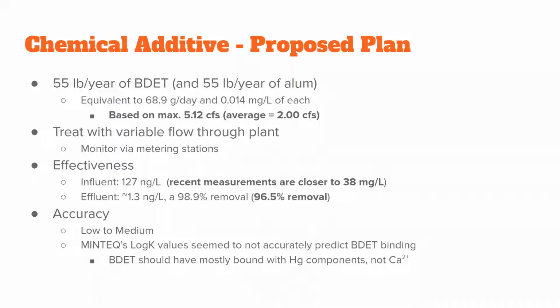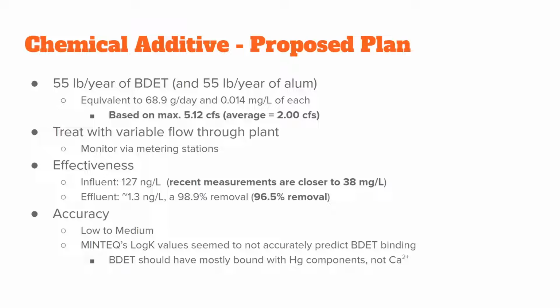So as I've already said, we're going to propose 55 pounds of BDET and 55 pounds of alum, which is equivalent to those doses, about 70 grams per day. And this is based on a maximum flow rate. Out of all the flow rates we were given, the maximum was 5.12, when in fact, as Team 1 said, the average is more like 2.0. Our treatment facility is also going to treat via a variable flow throughout our plant. So we're going to measure the flow at each stage of the process, and that way it kind of avoids the need for a giant retention basin.